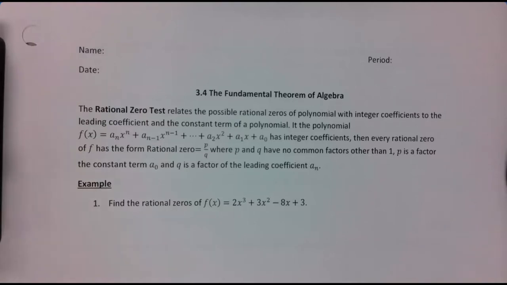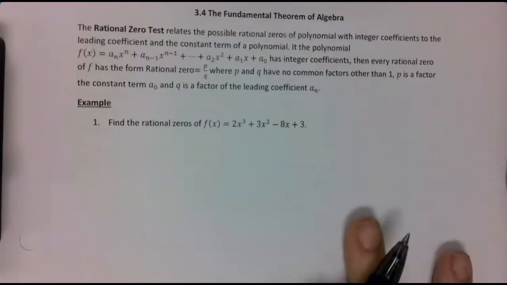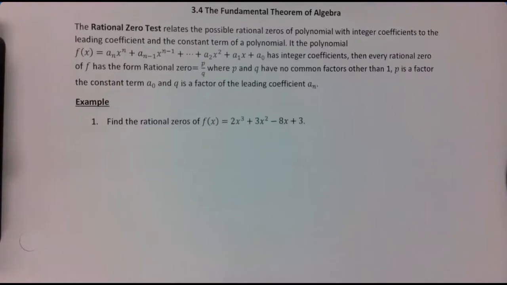As long as I have a polynomial that has integer coefficients, then every rational zero of the function fits the form p divided by q, where p and q have no common factors other than 1. P is a factor of my constant number at the end, and q is a factor of my leading coefficient. So number 1 wants me to find the rational zeros of 2x cubed plus 3x squared minus 8x plus 3.